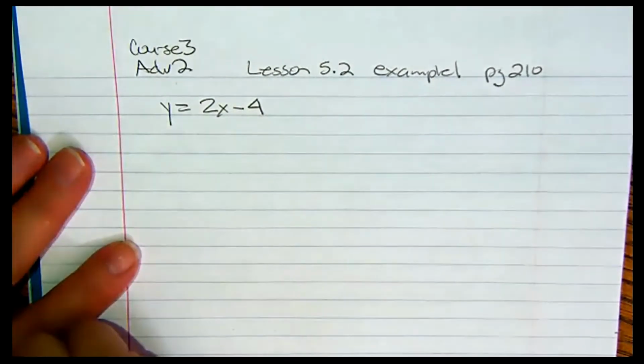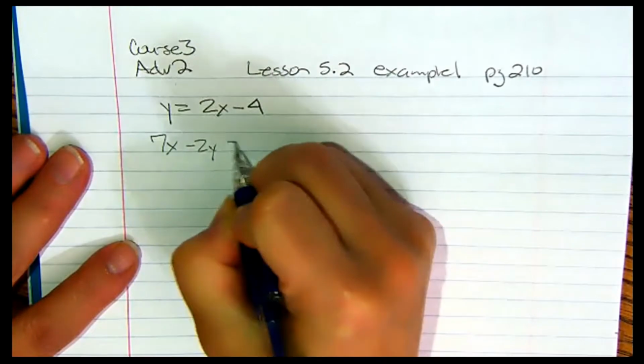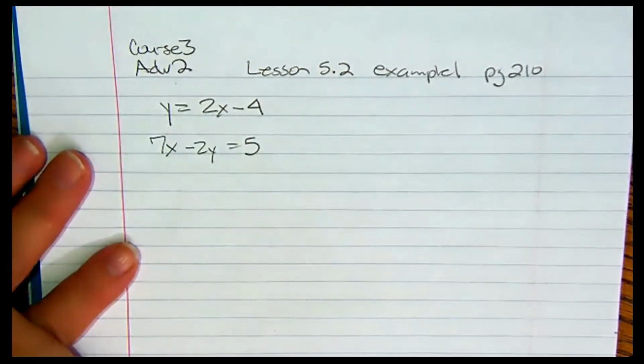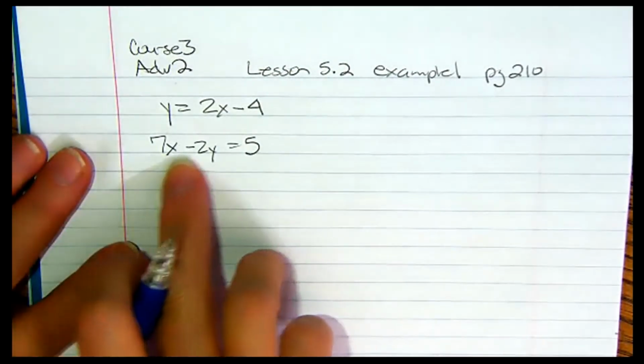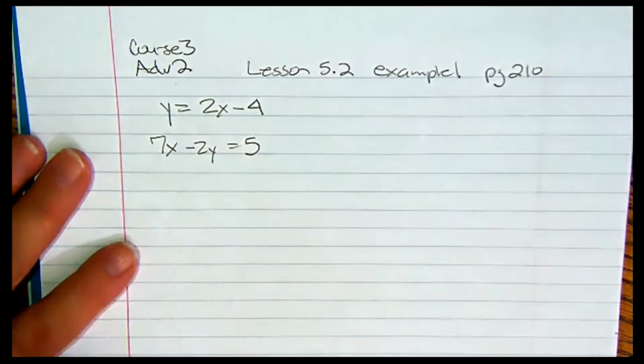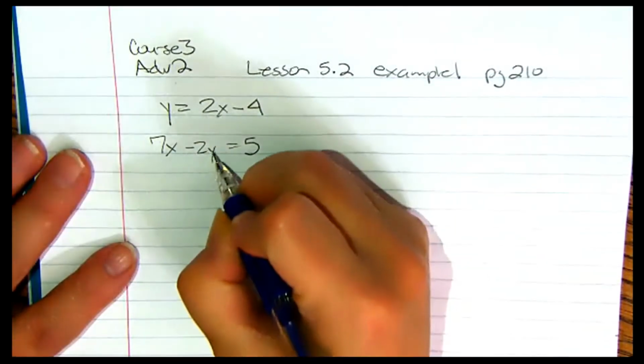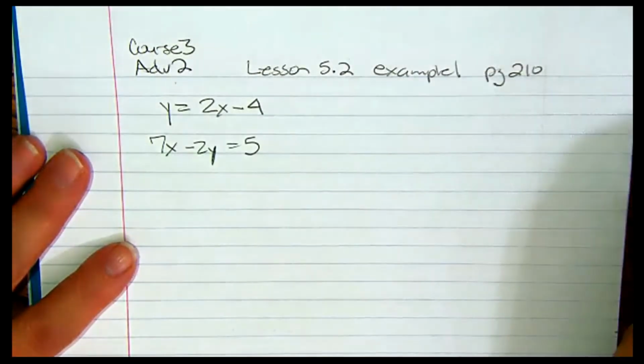So the book will give us a system of equations that looks like this. y equals 2x minus 4 and 7x minus 2y equals 5. Now, this is a linear equation. It can be written in slope-intercept form, but for substitution, it does not need to be written in slope-intercept form.